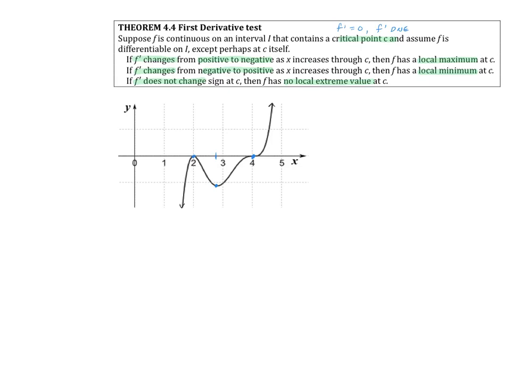From negative infinity to 2, if I were to compute the derivative here, it would be positive, and our graph is going up. From 2 to this next critical point, which is almost 3, the derivative is negative, and our graph is going down, it's decreasing. So notice that the derivative changed from positive to negative. That means that at 2, we're going to have a local max.